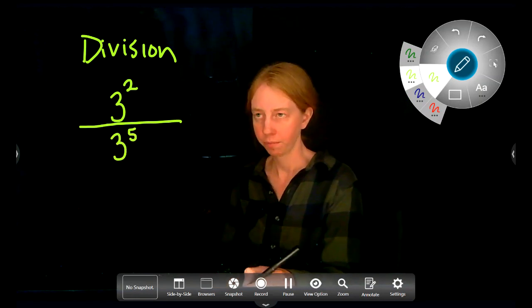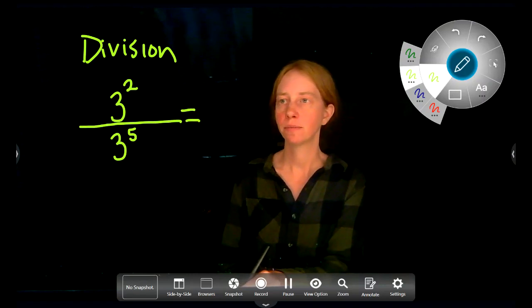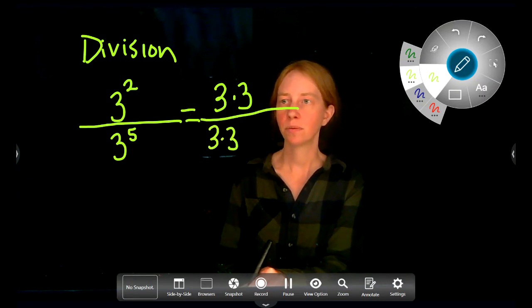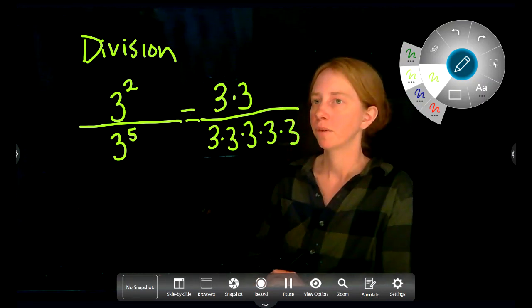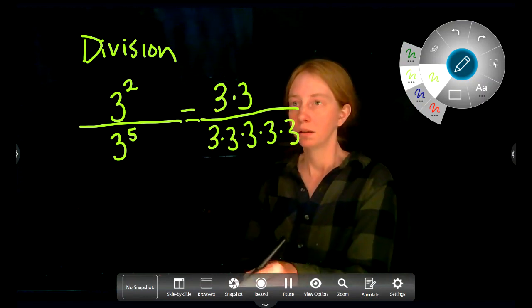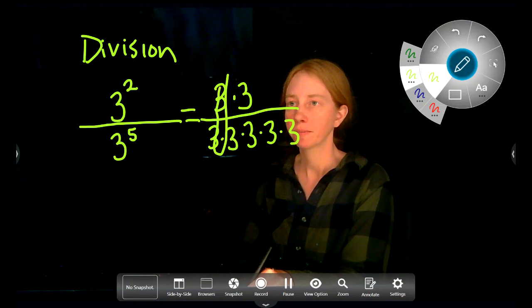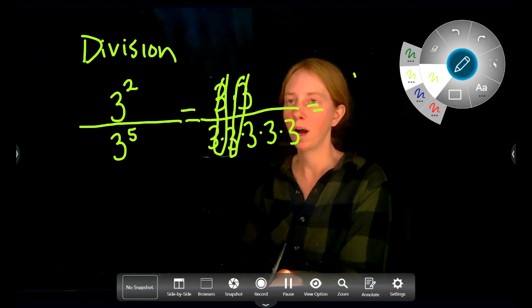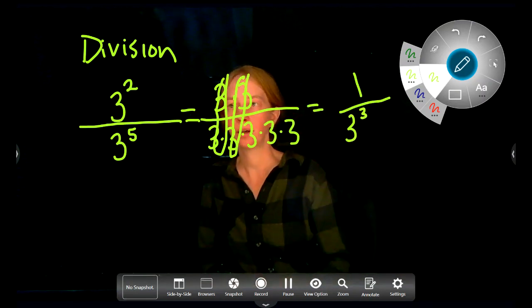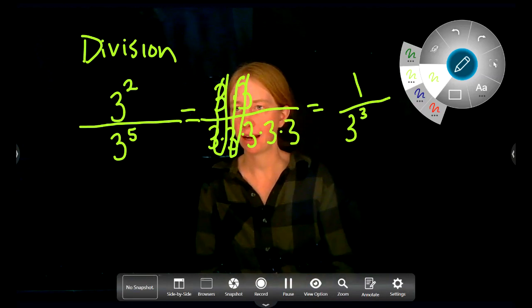power. Okay, and if we were to write that out, we would have 3 times 3 here, divided by 3 times 3 times 3 times 3 times 3. Okay, and we can cancel those out because 3 divided by 3 is 1. So this is really 1. This is really 1. And so what we have here is 1 over 3 to the third power. And now we have simplified that.